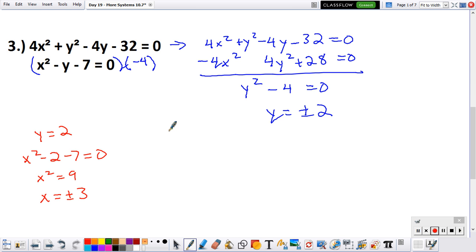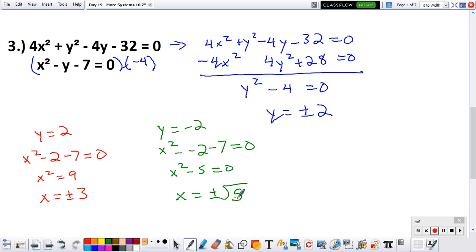So now we're going to plug y equals negative 2 into that equation. So we'll have x squared minus negative 2 minus 7 equals 0. And that's going to give us x squared minus 5. So add 5 and take the square root, and we're going to get x equals plus or minus the square root of 5. So we've got 4 points.